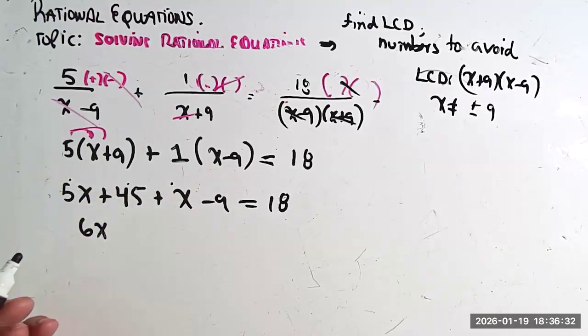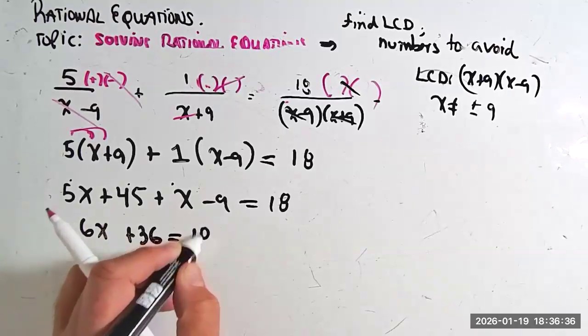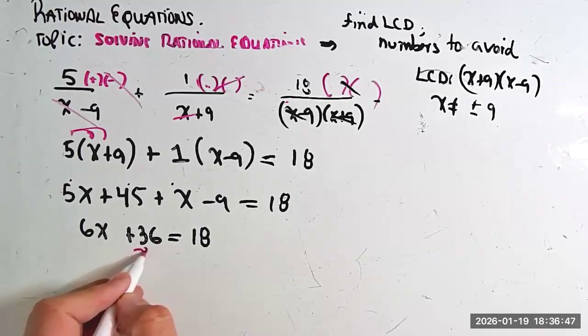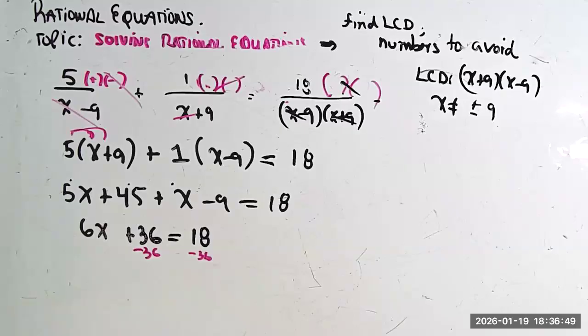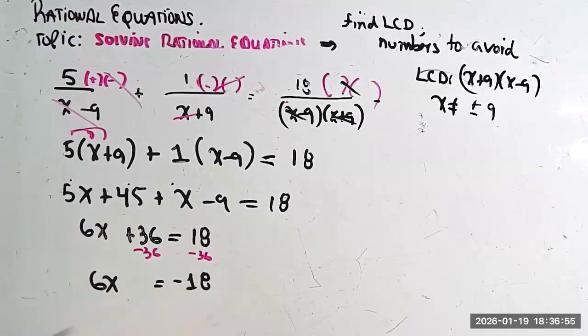45 minus 9, that's 36. Plus 36 equals 18. Okay, so now what do we do? We just simply subtract 36. So we have 6x equals 18 minus 36, that will be negative 18.